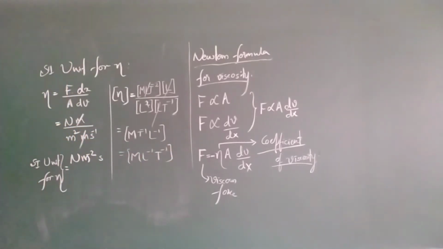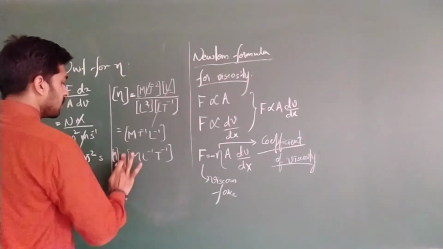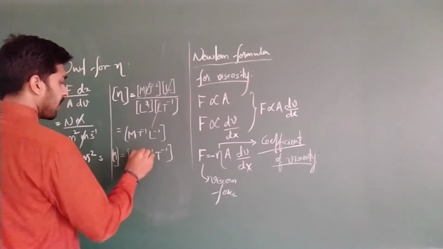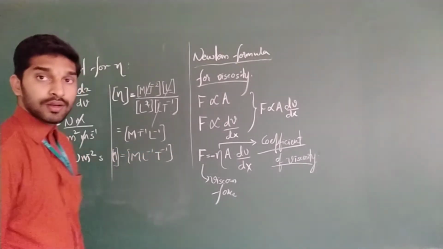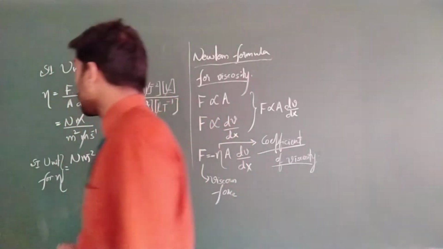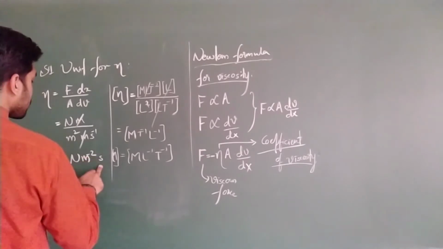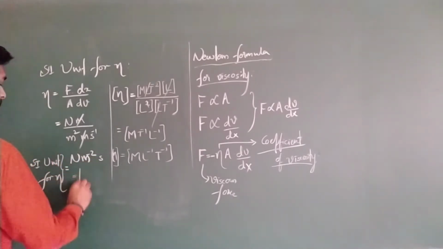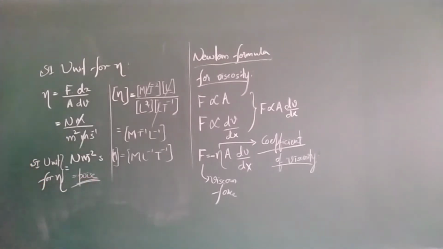So the dimensional formula for eta is 1 in mass, minus 1 in length, minus 1 in time. Clear? And this is also known as poise. Newton per meter square second is also known as poise, P-O-I-S-E. You should remember that. And 1 decapoise will be 10 poise.